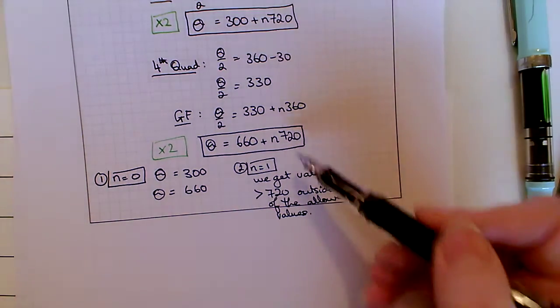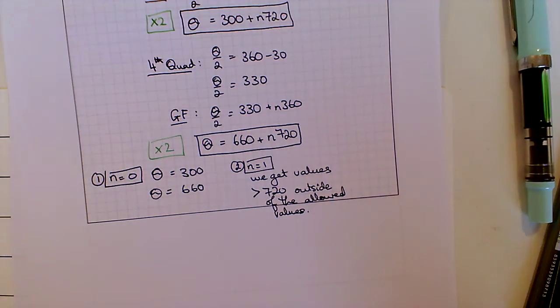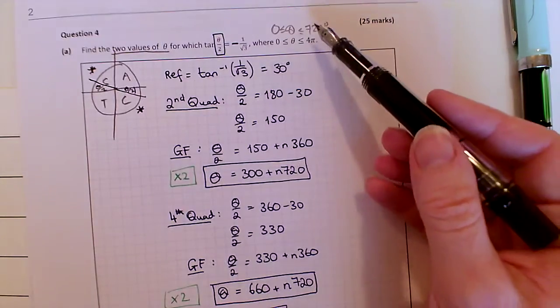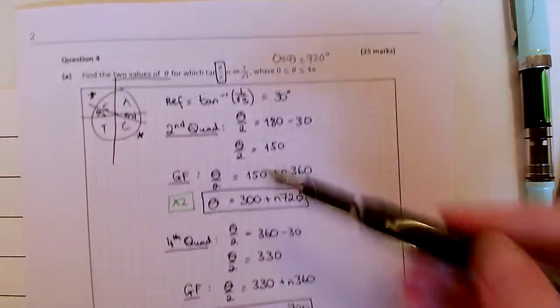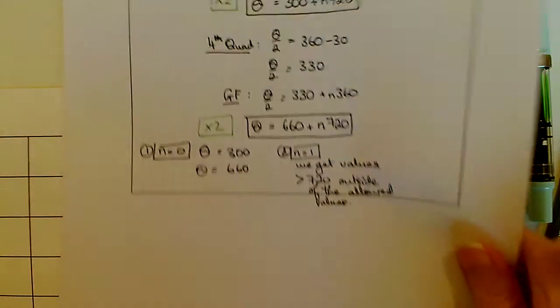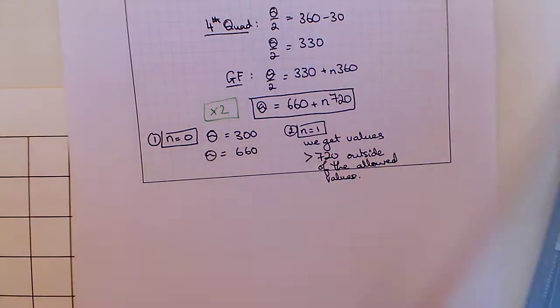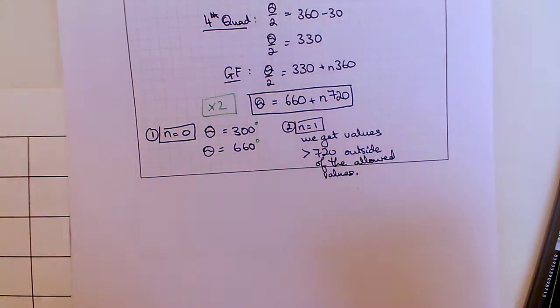So technically I didn't even need my general form here because I had it, but you need to be prepared for when this maybe goes to 5,000 degrees or any number of degrees here. So we need to see how far we need to go to get our answers. So those are the answers there. Theta is equal to 300 degrees or 660.